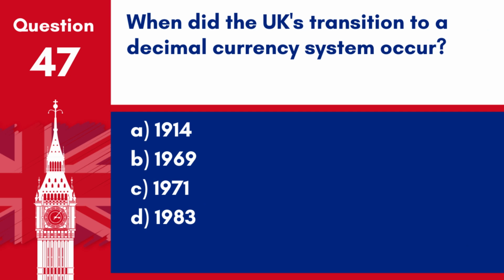Question 47. When did the UK's transition to a decimal currency system occur? A. 1914. B. 1969. C. 1971. D. 1983. Answer C. 1971. The UK transitioned to a decimal currency system on 15 February 1971, known as Decimal Day, moving away from pounds, shillings and pence to a system based on pounds and pence only.